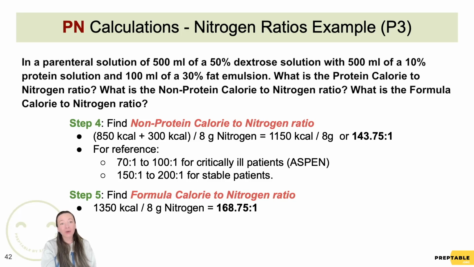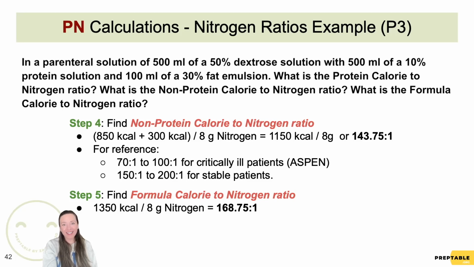To find this one, we're going to divide the total calories that we provided in the first step by the grams of nitrogen. So 1,350 kcal divided by 8 grams of nitrogen equates to 168.75 to 1. Now, once again, the RD exam would likely not ask you to calculate each one of these in one question. They may ask you to simply calculate one of them. So it is important for you to understand how to tackle each type of calculation.